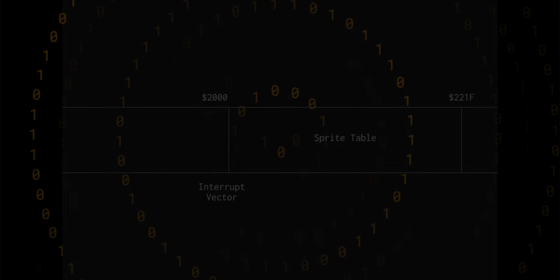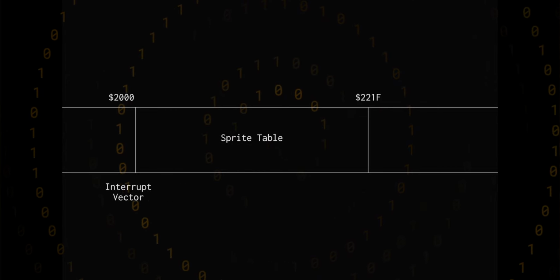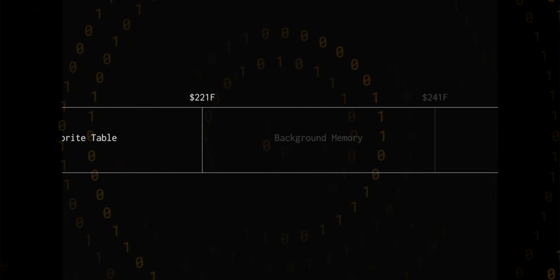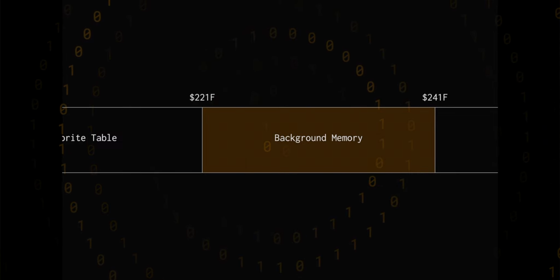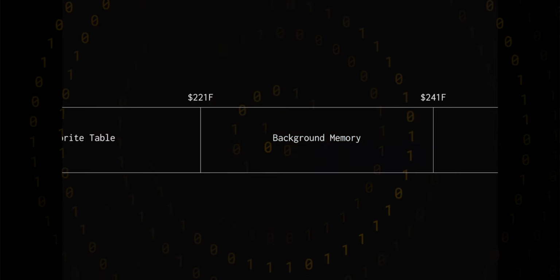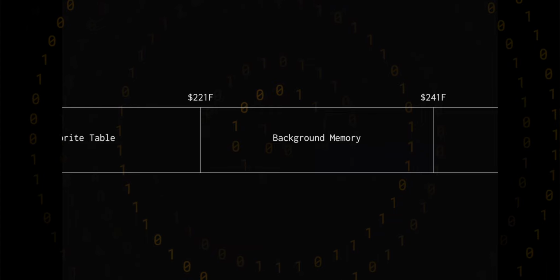Next, starting at address 2220 is background memory. This is a 512-byte region that stores an index for every one of the tiles that make up the background.